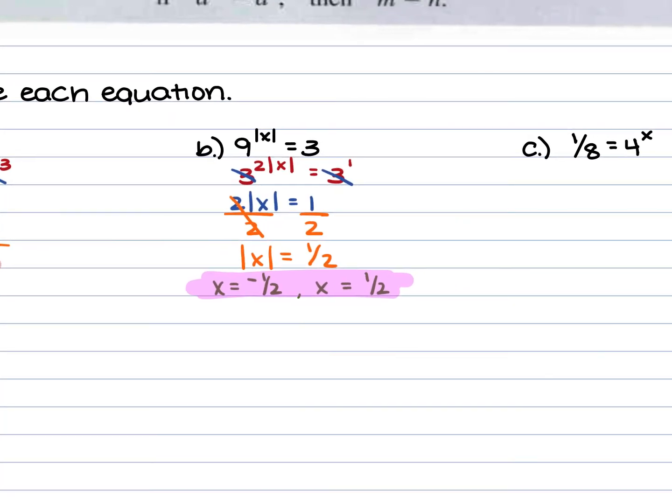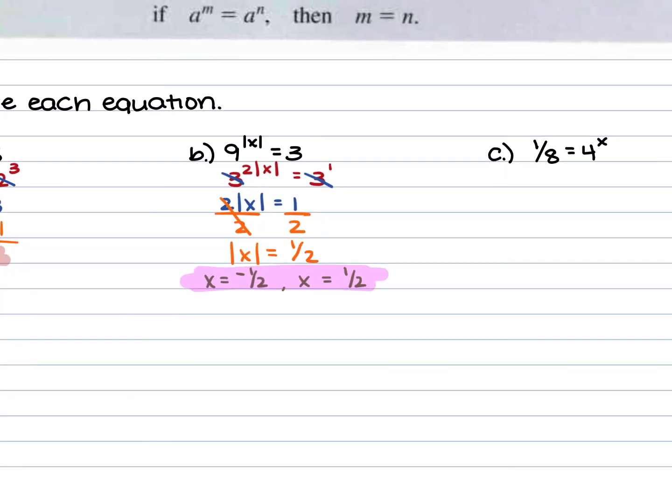For our next example, we have 1/8 is equal to 4 to the power of x. Well, we know that 4 is 2 to the power of 2, so this is going to be 2 squared to the power of x. That 1/8, though, has to turn into 2 to the power of something. So if that 2 is raised to a negative, that's what gives us that 1/2. 2 to the third power is 8, so this is just 2 to the negative 3 is equal to 2 to the power of 2 times x.